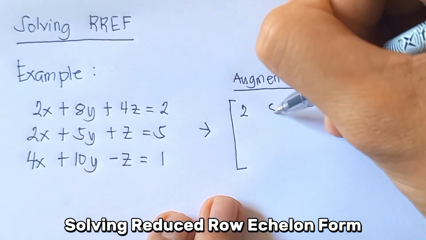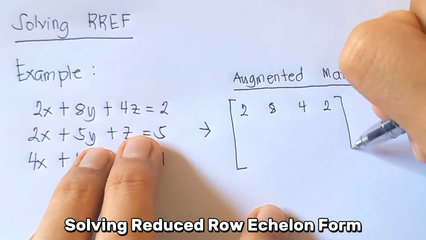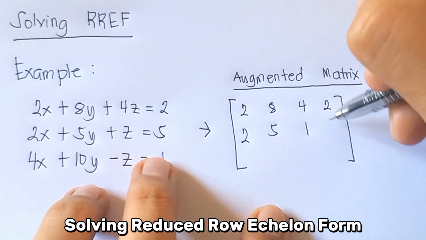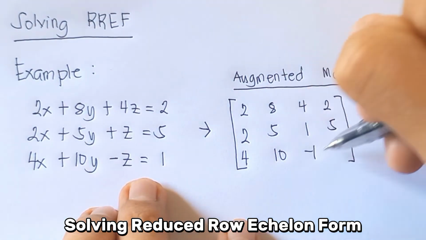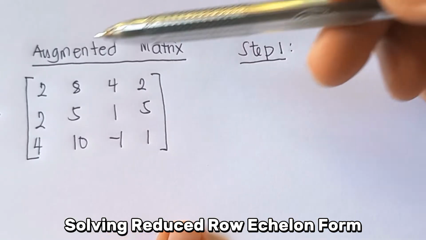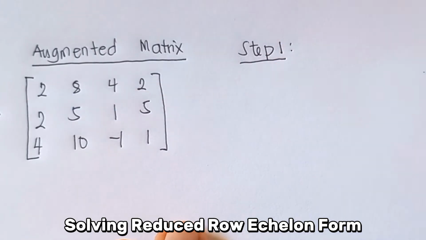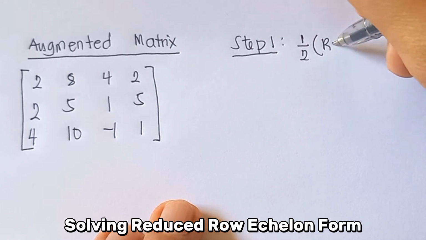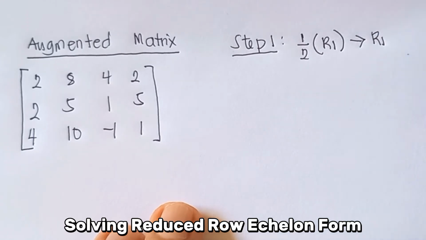We have 2, 8, 4, 2. Then we have 2, 5, 1, 5. We have 4, 10, negative 1, and 1. So next we're going to divide this by 2, or multiply this one by 1/2. 1/2 times row 1. This will give a new row 1.